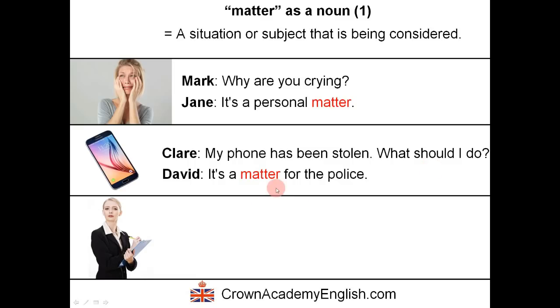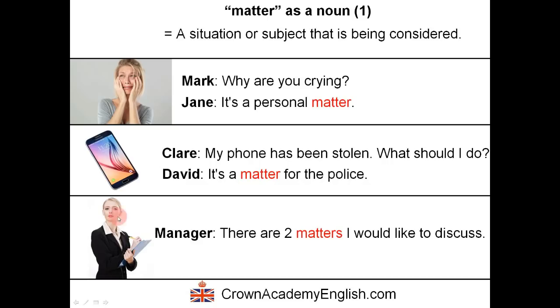And a last example, the manager says, "There are 2 matters I would like to discuss." So here we see matter is being used as a countable noun and there are 2 matters. So here it is 2 subjects. So you often hear this in a meeting. If you go to a business meeting, there are 2 matters to discuss.